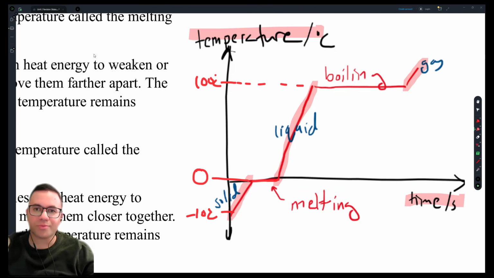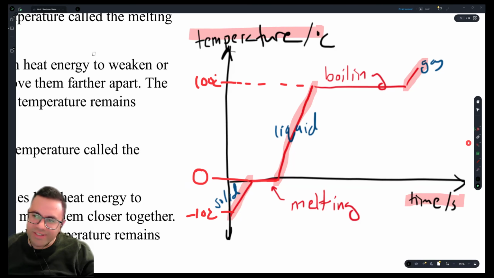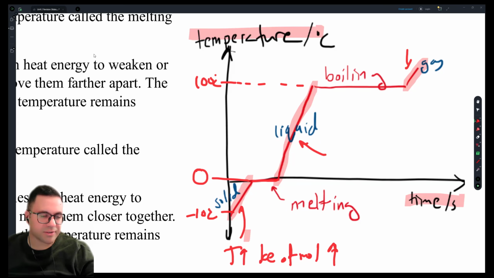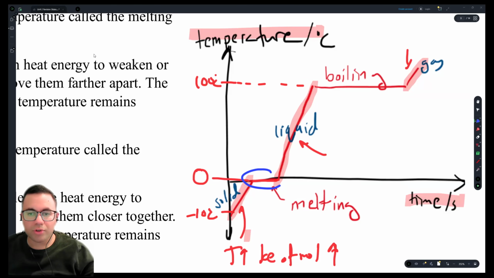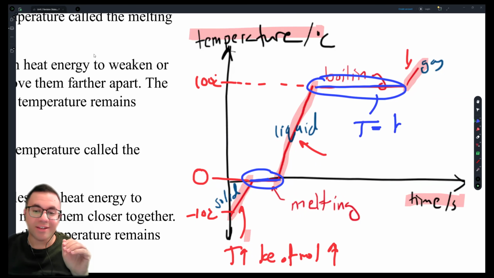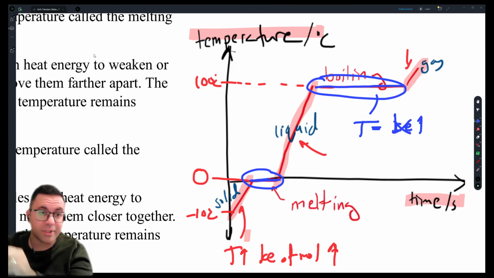How do we explain this in terms of energy and particles? When the temperature is increasing, here or here or here, it's increasing because the kinetic energy of the molecules is increasing. Molecules are moving faster. But during melting and boiling, the temperature remains constant, which means the kinetic energy is not increasing. How is that possible? I'm still giving it heat energy, so there is no increase in kinetic energy.